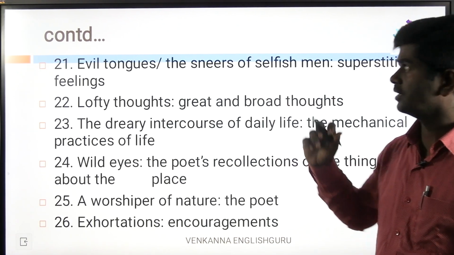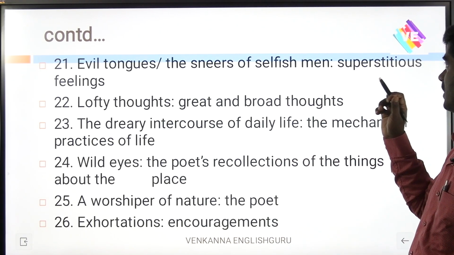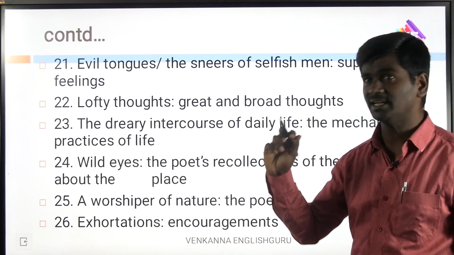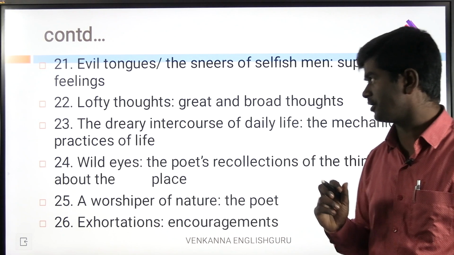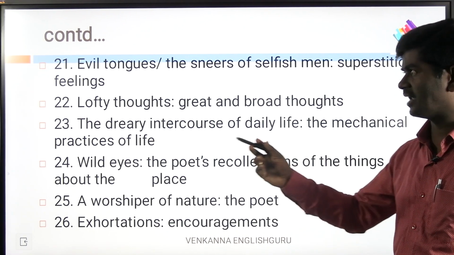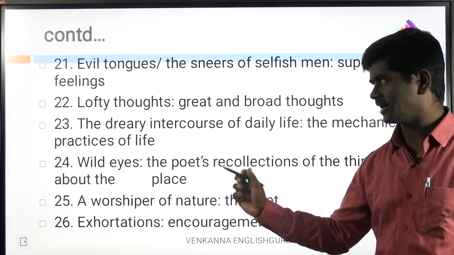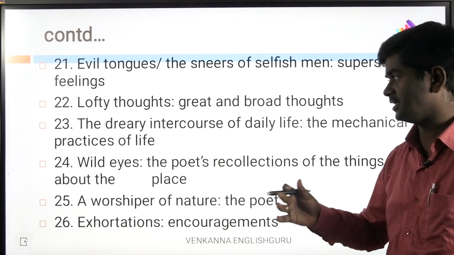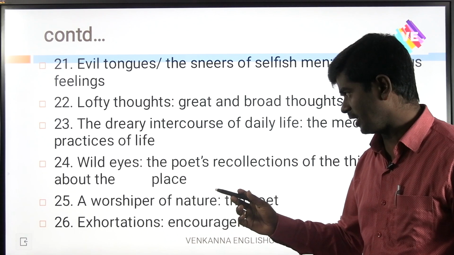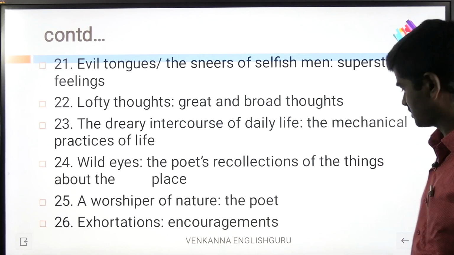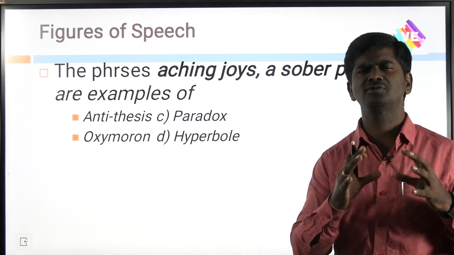And evil tongues, the sneers of selfish men, the superstitious feelings, and lofty thoughts, great and broad thoughts, the dreary intercourse of daily life, the mechanical practice of life, and wild eyes, the poet's recollection of the things about the place, and the worshipper of nature, the poet, and exhortations, encouragements. So all these are various important images.